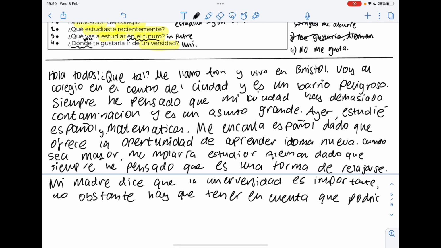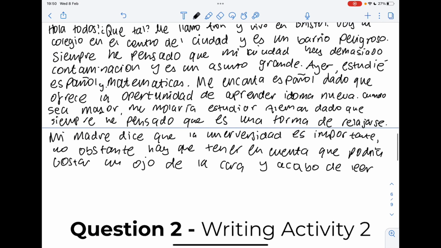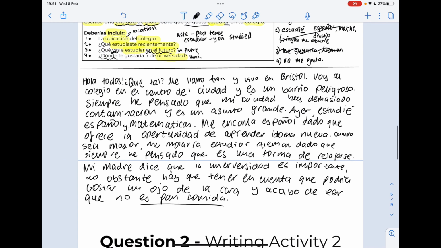podría, so it could, podría costar un ojo de la cara y acabo de leer, which means I've just read that. No es pan comido. So, es pan comido is an idiomatic phrase. It just means like it's a piece of cake. But with this, I'm saying it's not a piece of cake. So, there is my overall answer.